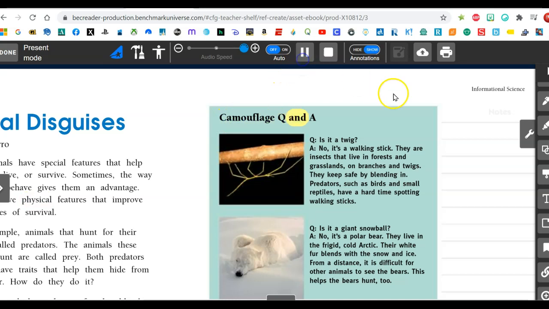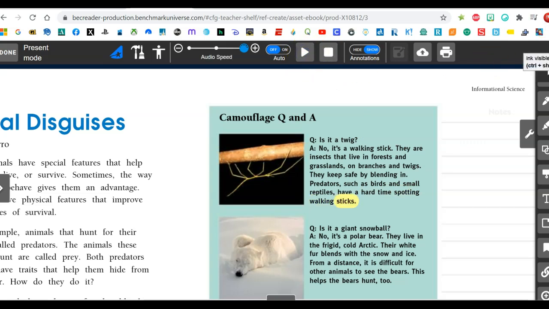Camouflage Q and A. Q: Is it a twig? A: No, it's a walking stick. They are insects that live in forests and grasslands on branches and twigs. They keep safe by blending in. Predators, such as birds and small reptiles, have a hard time spotting walking sticks.